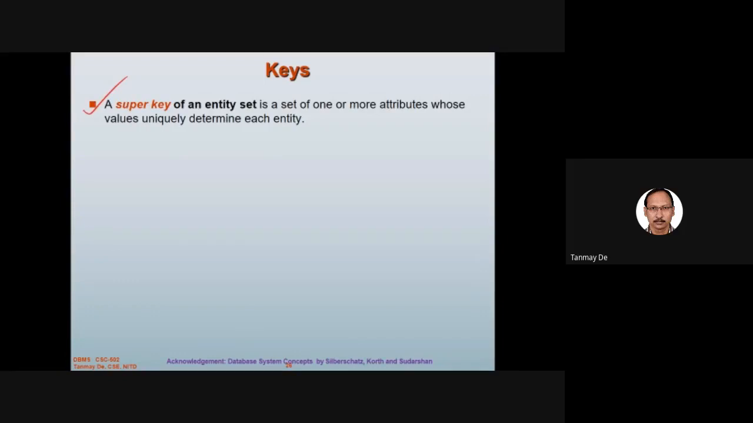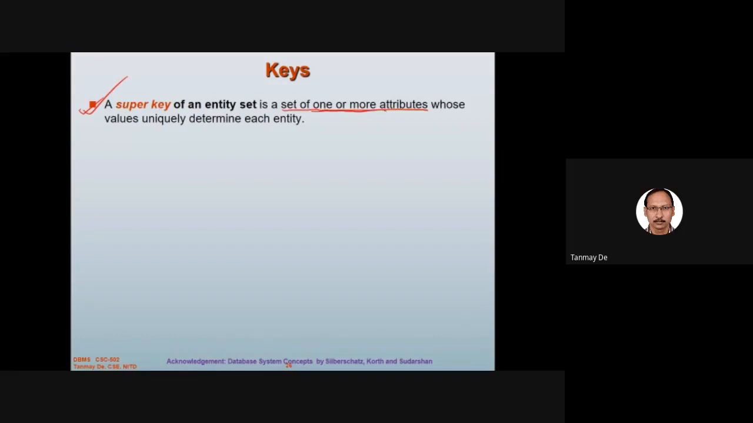Okay. What is a super key? A super key of an entity set is a set of one or more attributes whose values uniquely determine or uniquely identify each entity from the entity set.